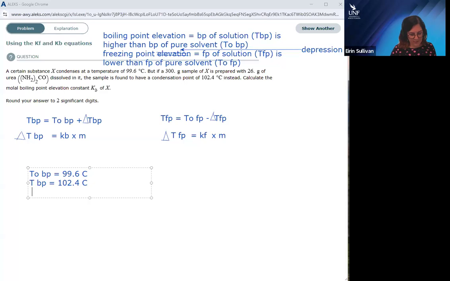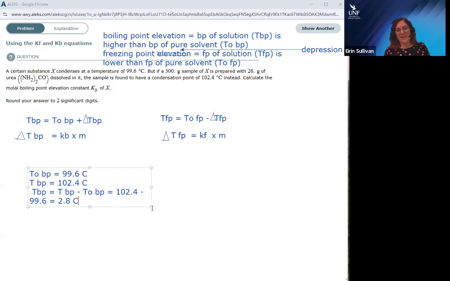Now we can work out our delta. Our delta T for the BP is going to be my TBP minus my T0 BP. Excuse me one minute, because I'm going to have to write that delta in a minute. So 102.4 minus 99.6 is going to give me a difference of 2.8 degrees Celsius, which, let's point out quickly, is the same as 2.8 Kelvin, because the difference in a degree Celsius is the same as the difference in a degree Kelvin.